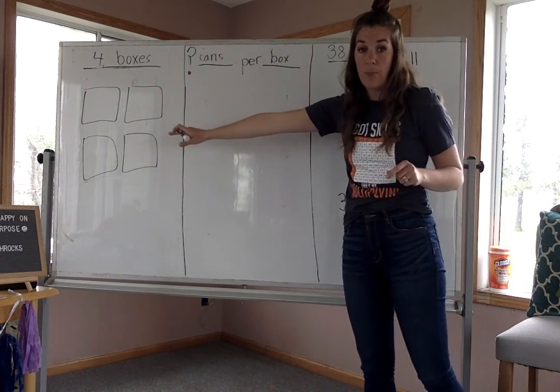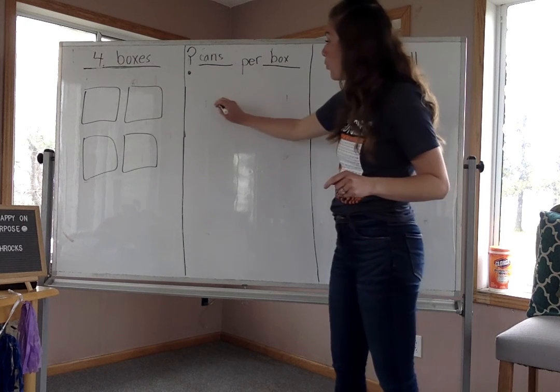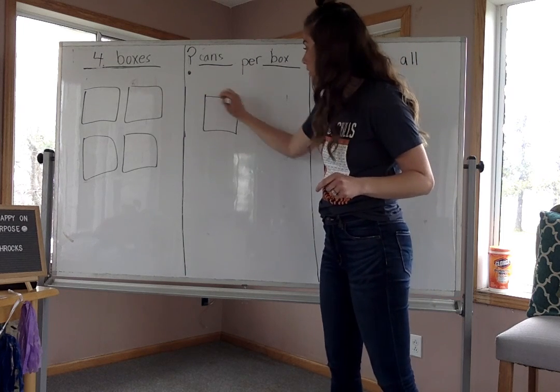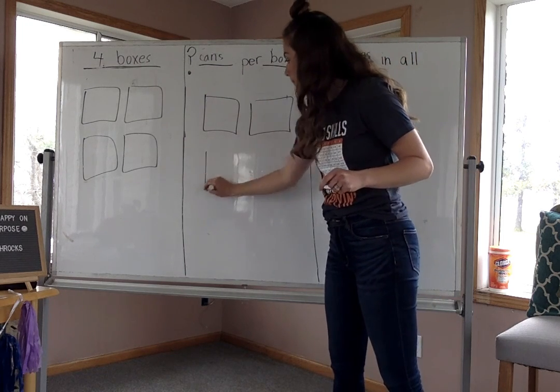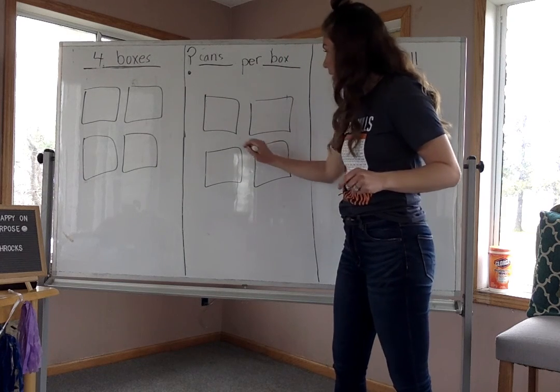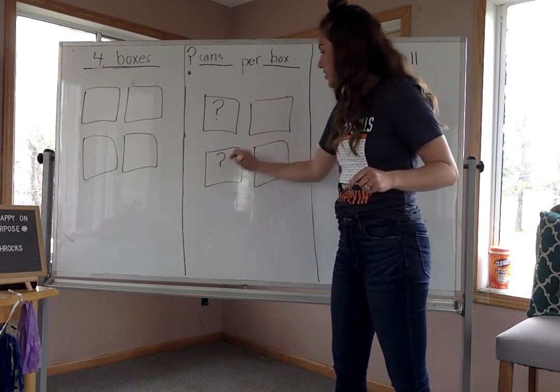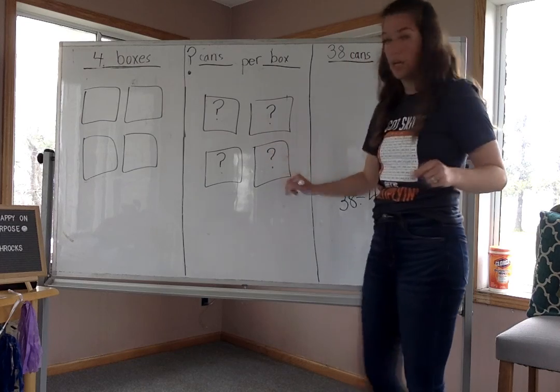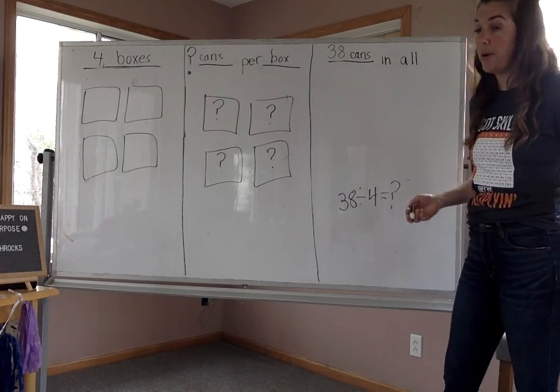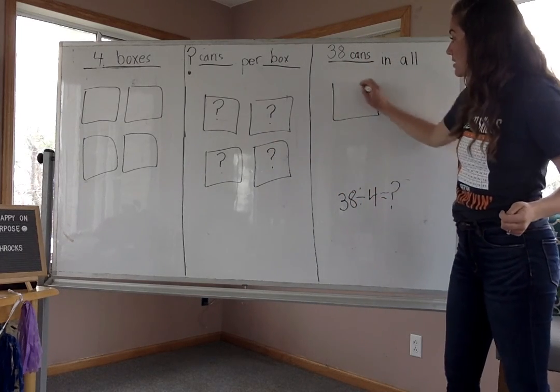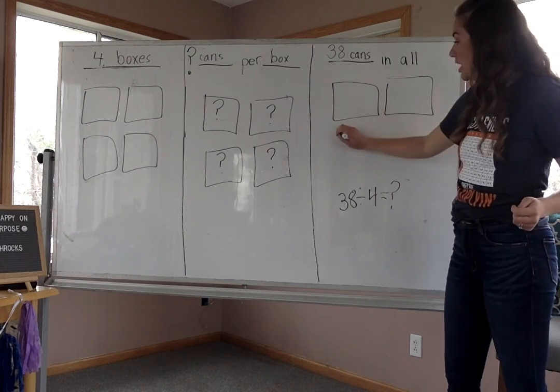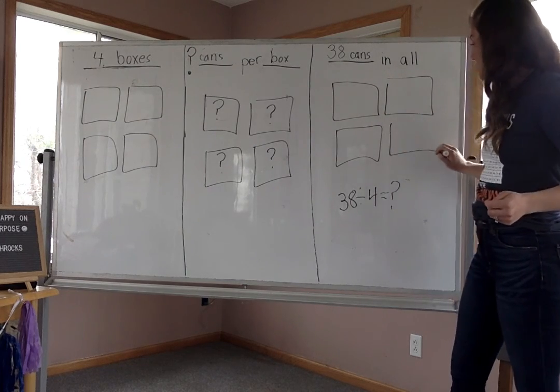I have drawn out my 4 boxes. I'm going to move those 4 boxes over here into this part of my model, and label it with the unknown, because this is what I'm not sure of yet. I don't know how many cans I'm going to fit per box. Now, the last and final step is to divide these 38 cans equally amongst these boxes.